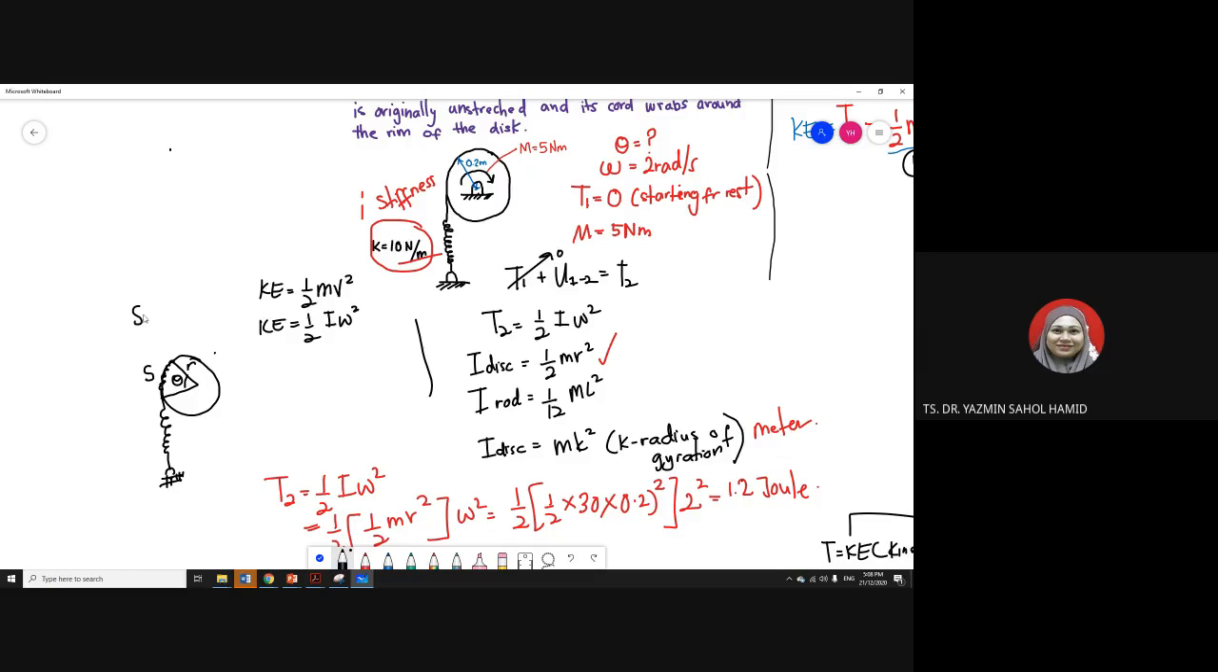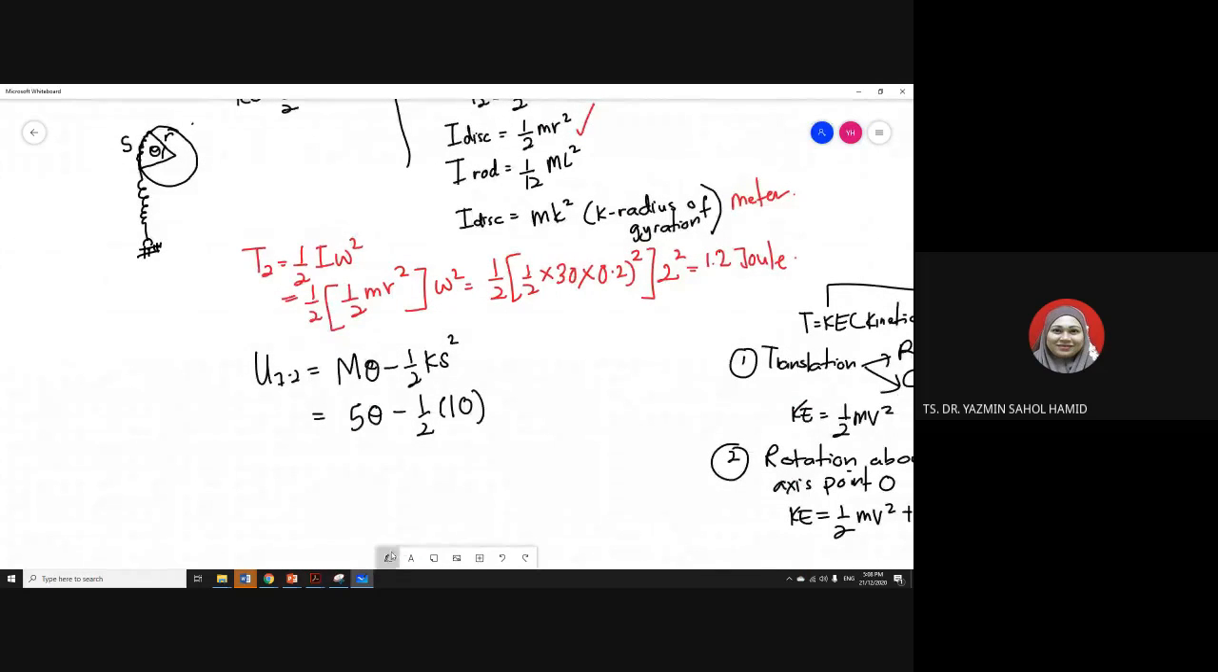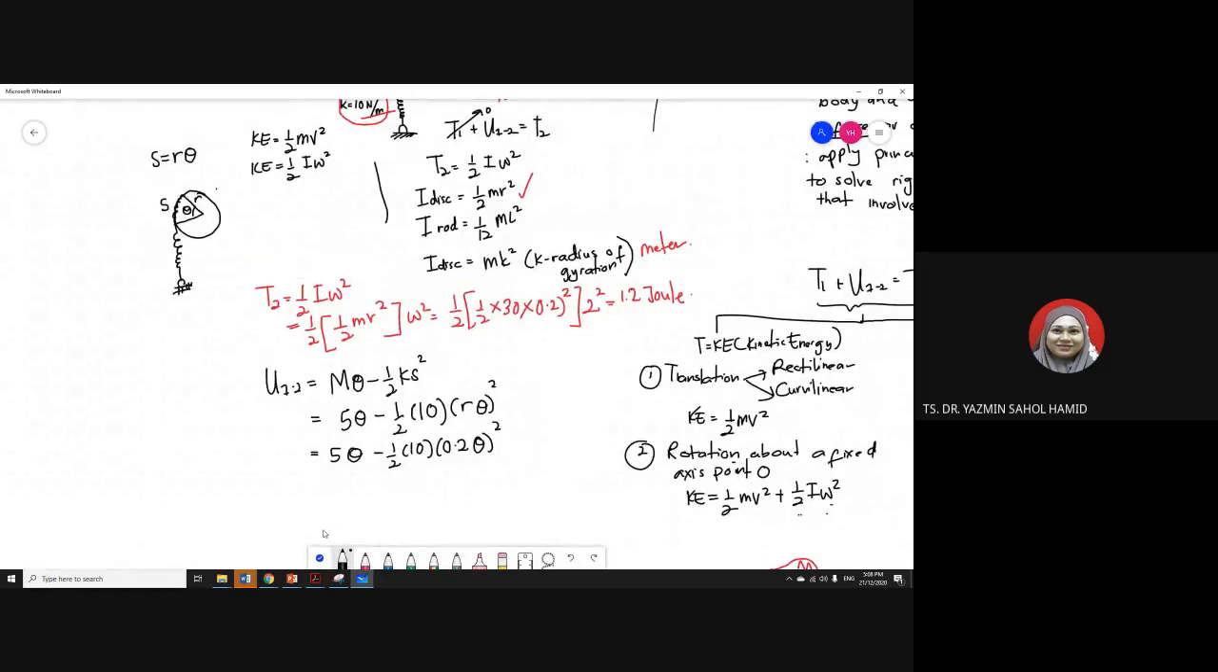So kalau kita nak dapatkan S equals to R theta. Okay, right. Formula tu adalah formula lilitan ya. So kita punya S ni adalah R theta kuasa 2. So dua-dua unit dalam theta. Baru you boleh selesaikan. So 5 theta minus 1 over 2 kali 10. Nah, kita punya R radius adalah 0.2 theta kuasa 2. Okay. Now, sekarang ni kita boleh masukkan dalam formula untuk dapatkan theta.